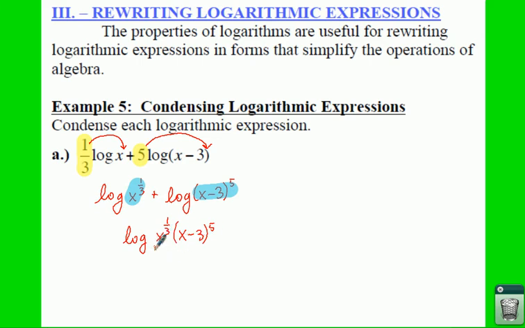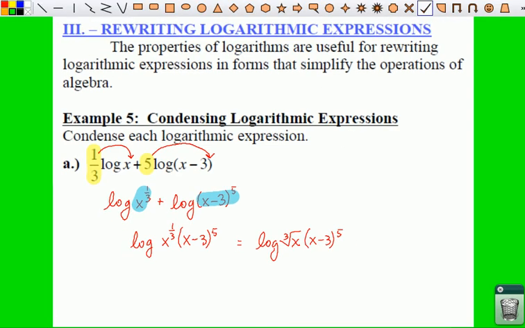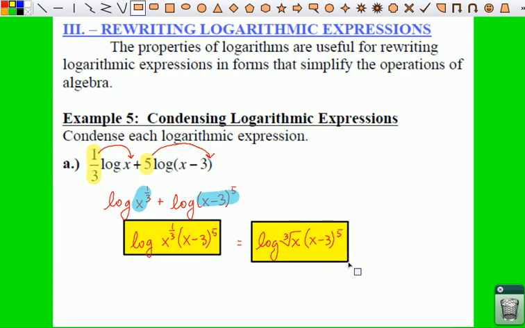You can either write your answer like this, or, since we have a 1/3, I'm not sure if the book will want you to write it as the 3rd root of x times, make sure you put parentheses, x minus 3 to the 5th. Either solution I will take. You can write either answer. I will write it with a rational exponent, or you can have it as a radical. But that's how you condense one problem here.